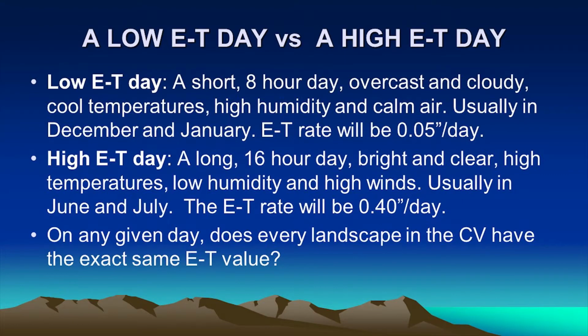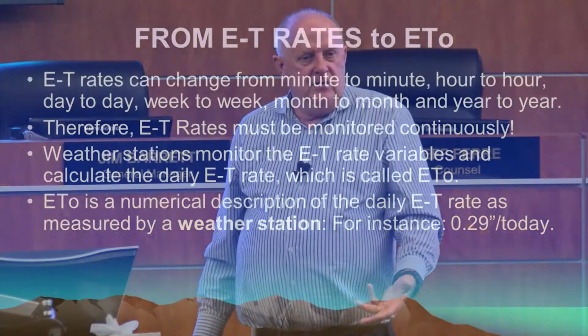A high ET day would be a long day, 16 hours of sunlight. Bright and clear, high temperatures, low humidity and high winds, usually in June and July. And then your plant water use will be 0.4 of an inch. So you're going from a low of 0.05 to 0.4. So big difference in how much water your plants use depending on the time of year.